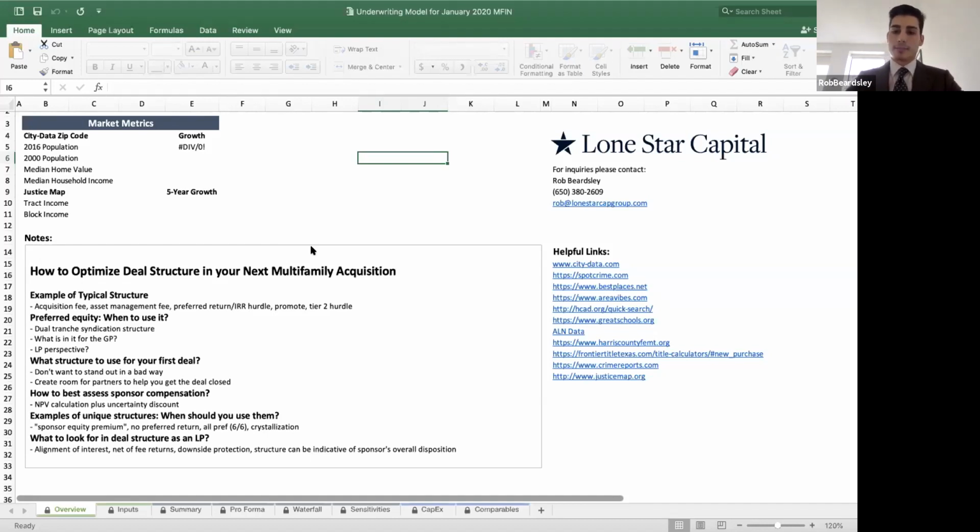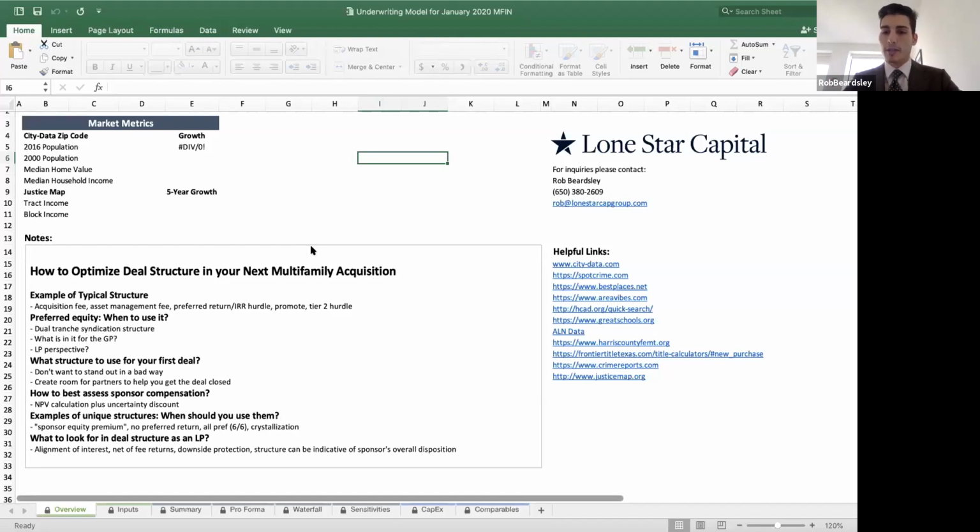Asset management fee is paid out of operations based on effective gross income usually. There are other ways to structure it. So it's important to not just accept these numbers as I'm going through them, to not accept them at face value. A 1% asset management fee or 2% acquisition fee, those don't necessarily mean the same thing in all places.